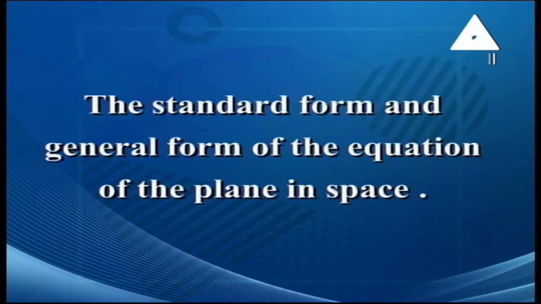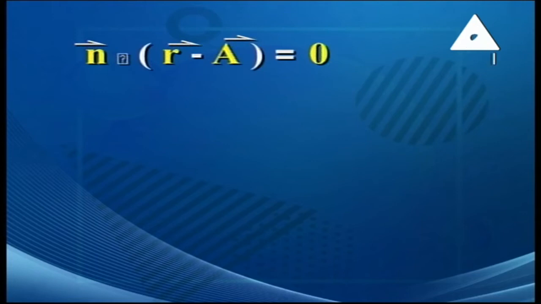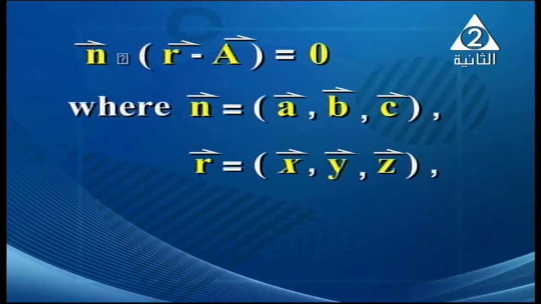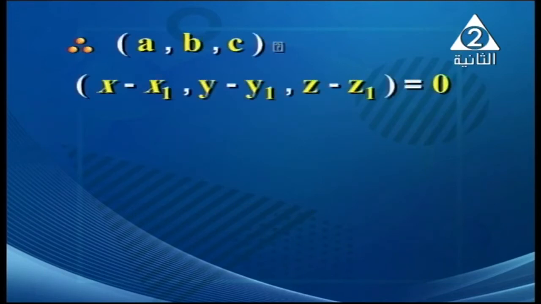Standard form and general form of the equation of the plane in space. My dear student, we have more forms of the equation of the plane in space. These are called the standard form and the general form of the plane. We know that n dot r equals n dot a; by using the highest common factor, n dot (r minus a) equals 0, where the normal vector n equals (A, B, C), the vector r is (x, y, z), and the vector a is (x1, y1, z1), this point. Therefore, by substitution, (a, b, c) dot (x minus x1, y minus y1, z minus z1) equals 0.